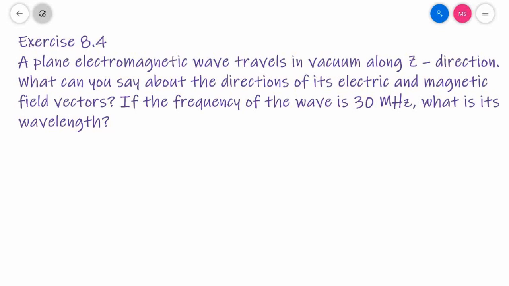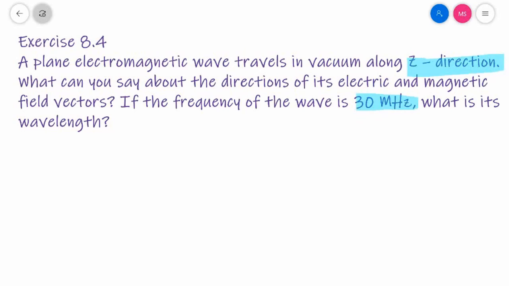Unsolved example 8.4. A plane electromagnetic wave travels in vacuum along z direction. What can you say about the directions of its electric and magnetic field vectors? If the frequency of the wave is 30 MHz, what is its wavelength? So in this example, a plane electromagnetic wave is traveling along z direction. We have to find the directions of electric and magnetic field vector. Also, the frequency of the wave is given as 30 MHz and we have to find its wavelength.